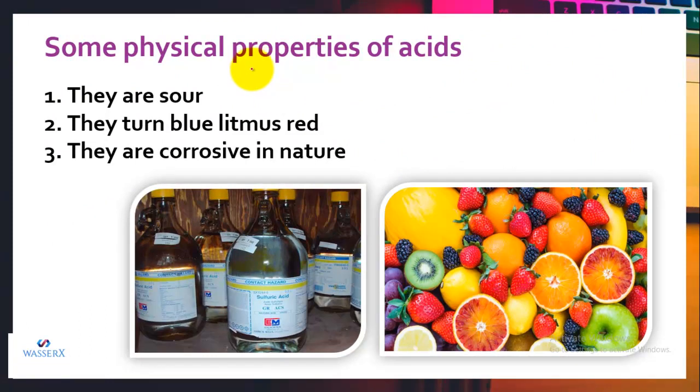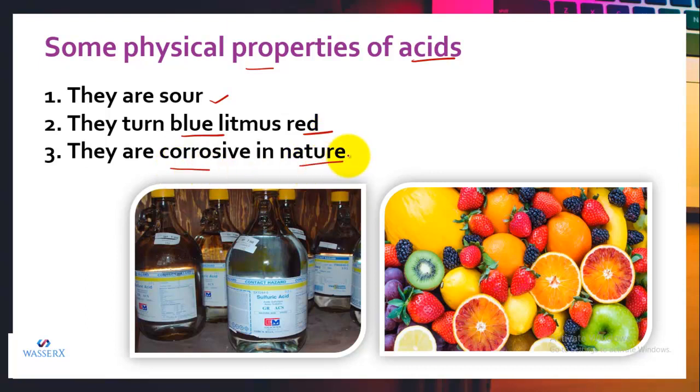So if we talk about the physical properties of acids, we saw that they are sour in nature. That means they taste sour. And if we react them with blue litmus, what effect do they have on it? They turn blue litmus red. Initially taken blue litmus turns red. And they are somewhat corrosive in nature.